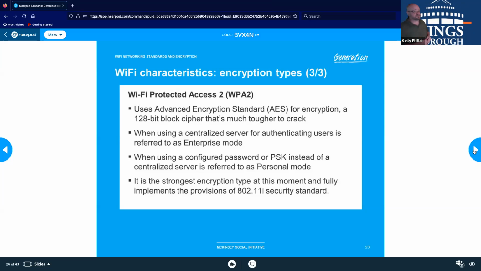Questions with regards to this? This would be in the configuring SOHO router section of the book. Yes. Okay. So yeah, WPA2 is most secure, uses AES. Enterprise level requires an authentication server like TACACS or Kerberos. In personal mode, you need to use a pre-shared key, essentially a password.